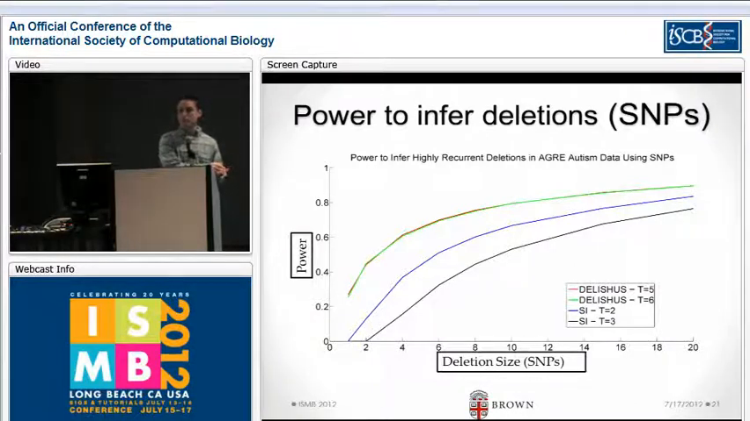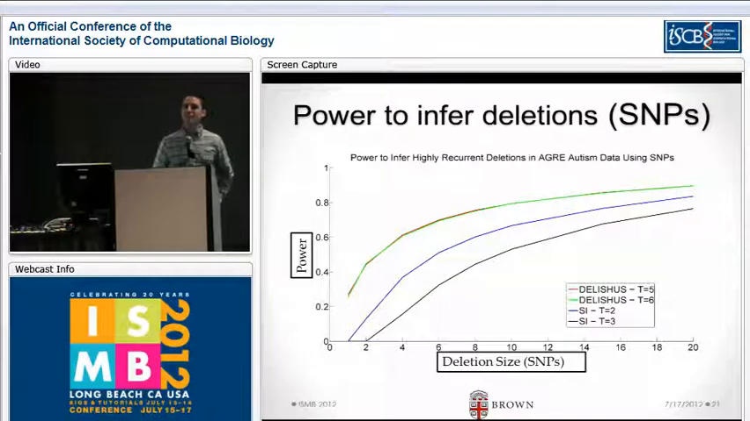Okay, yeah. So right here, we're most interested in finding small recurrent deletions because these are the ones that often get neglected or not analyzed enough. If you extend the x-axis out, you'll get much more SNPs covered. And what you'll see is all of the methods converge, and they'll converge at 1. So if you have enough SNPs, you're going to find the deletion. But to us, we want to find the small deletions.